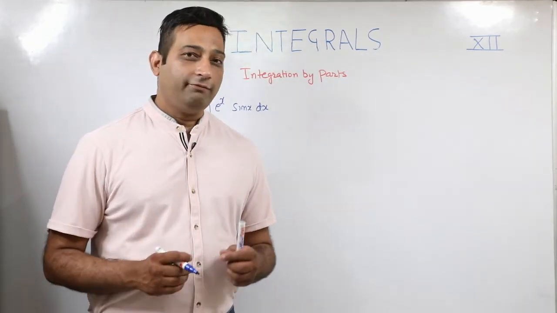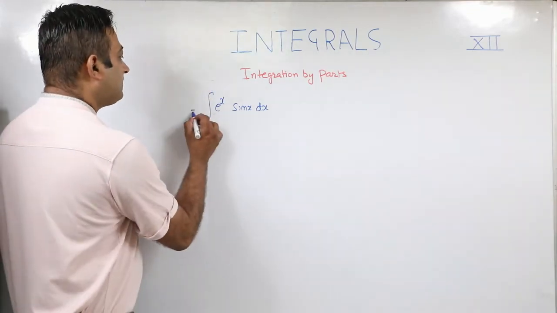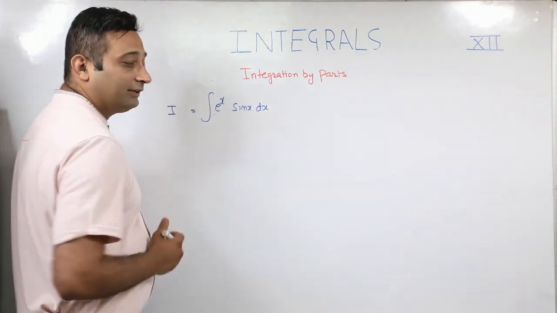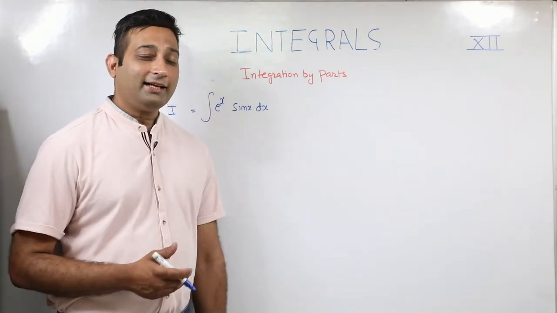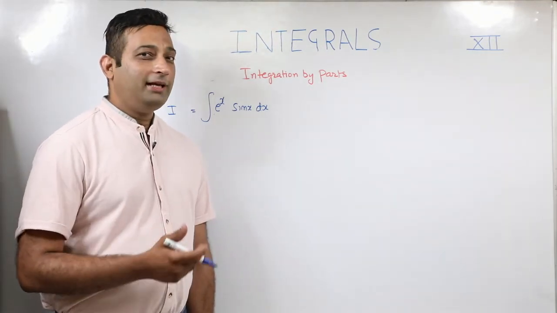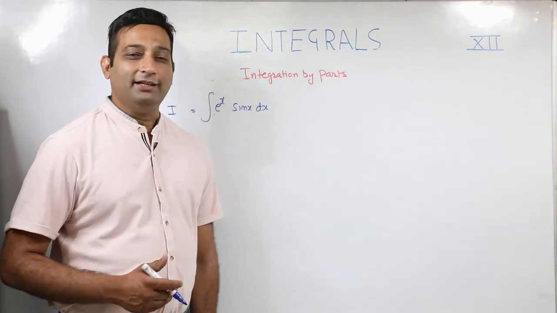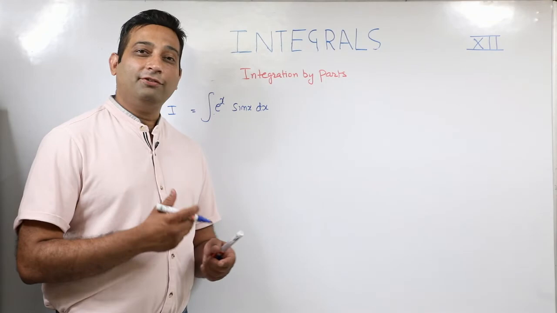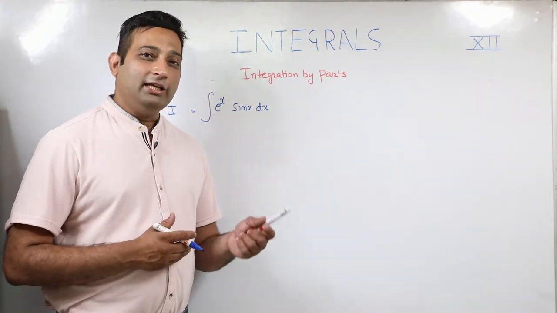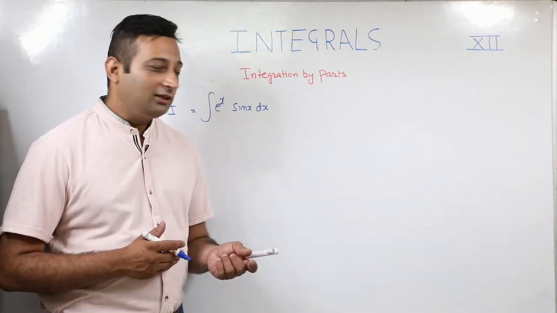Now let us solve one very interesting problem. In this case, if we take e raised to the power x as the first function and sin x as the second function, then we'll be able to easily find the integral. What we discussed earlier was the ILATE rule, in which we choose e raised to the power x as the last function in the priority.